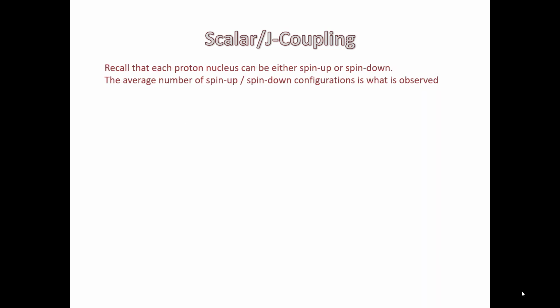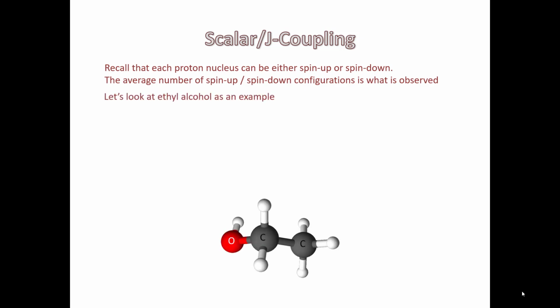Let's look at this a little bit further so we can really understand it. Recall that each proton nucleus can be either spin up or spin down. The average number of spin up and spin down configurations is what is observed in the splitting. For instance, let's look at the ethyl alcohol molecule. The methylene has 2 protons, which gives 3 average spin states. Notice that we have 1 spin state where both are spin up, 1 is both spin down, and 2 where the spin states are spin down, spin up, spin down.